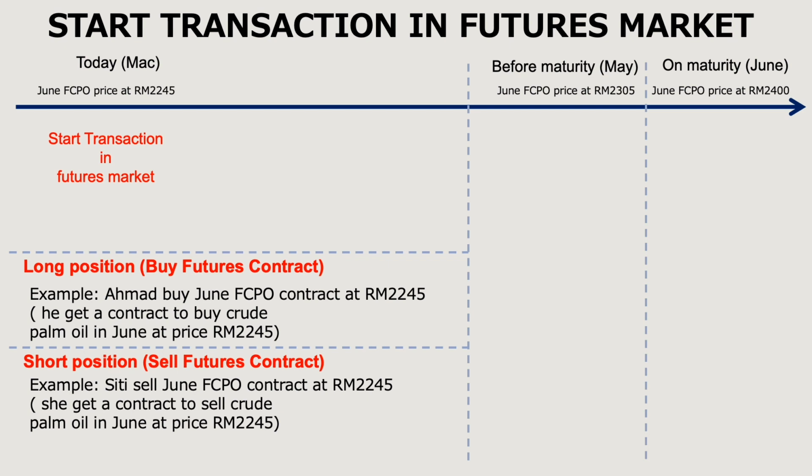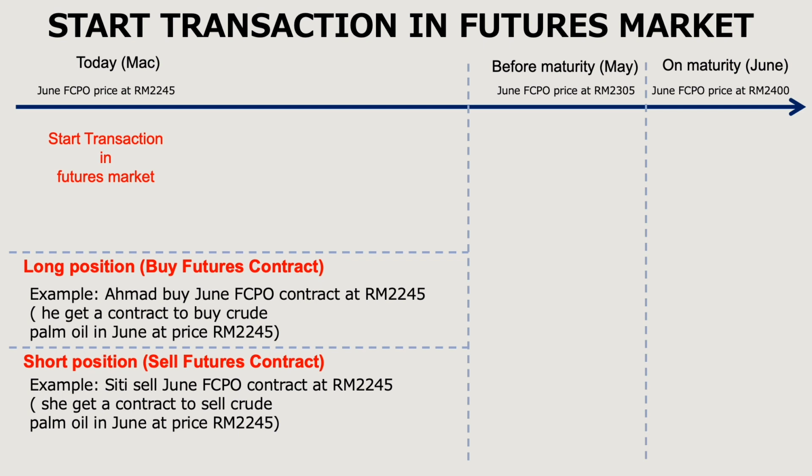Let's say today is March, and in Bursa Malaysia, June crude palm oil futures is priced at RM2,245 today. So if you want to start a transaction in the futures market, you can take a long position, or you can start by taking a short position. What is a long position? A long position means you buy a futures contract. For example, today in March, Ahmad buys a June crude palm oil futures contract at price RM2245.